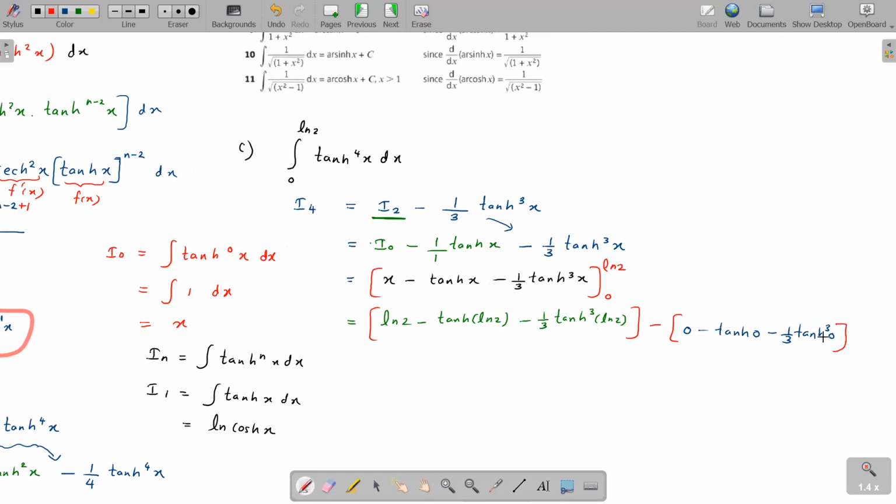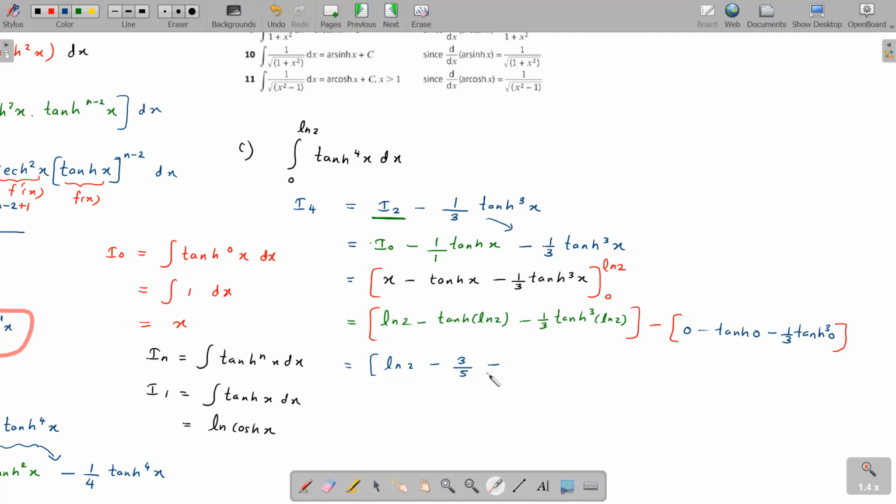So let's input the values one by one. ln2, tan ln2. What's the answer? I think you can type it in the calculator and it will give you the direct answer, because you have it in terms of e to the power. You can type tan ln2 into the calculator, or else you can use the equation e to the power 2x minus 1 over e to the power 2x plus 1. Okay, so it comes directly.